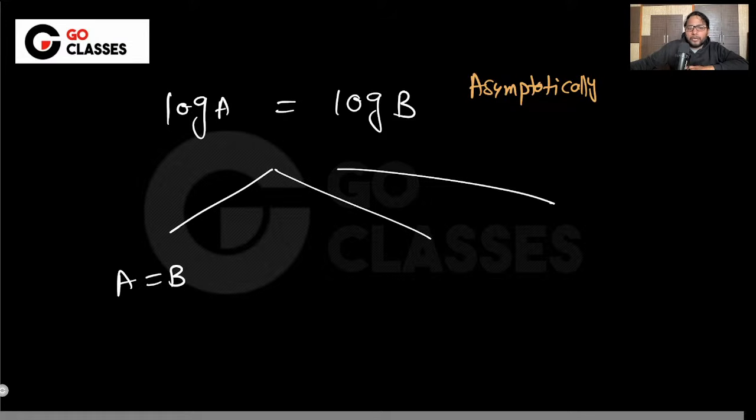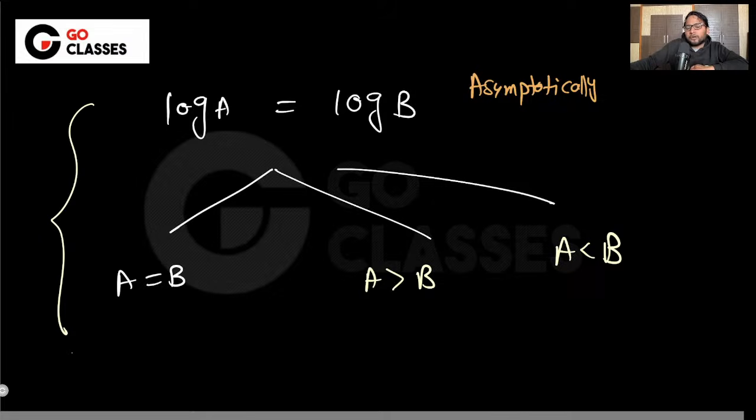Okay, now you tell me, can I say a equal to b? Can I say a is greater than b? Can I say a is less than b? So we can't say anything, right? So we cannot conclude anything. No, we can't say this. Okay, we cannot say anything.